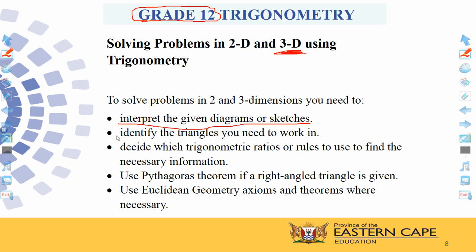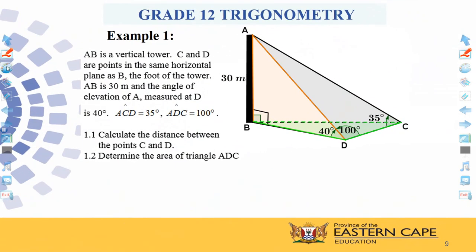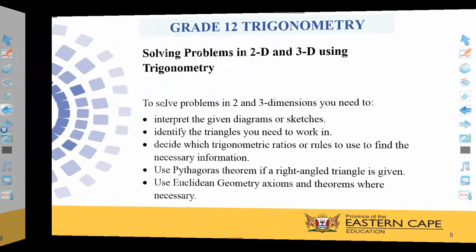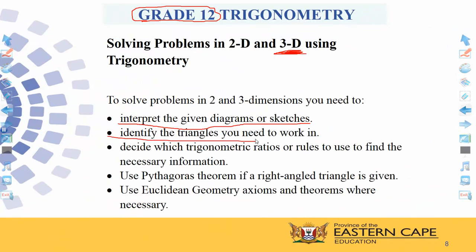And then the second thing you need to do, you need to identify the triangles you need to work in. Then the third thing that you need to do after identifying the triangles, you need to decide which trigonometric ratio or rules you are going to use to find necessary information. In other words, if it is a right-angled triangle, then think of SOHCAHTOA, think of Pythagoras theorem. Like number 4 there states, use Pythagoras theorem if it's a right-angled triangle, and you also use definitions of trigonometric ratios, your SOHCAHTOA or any other method that you understand your definitions with.